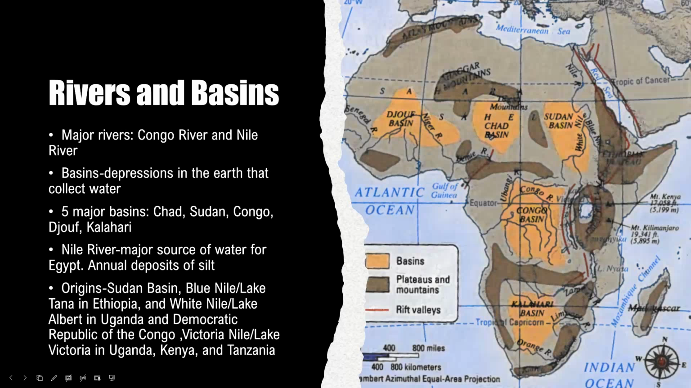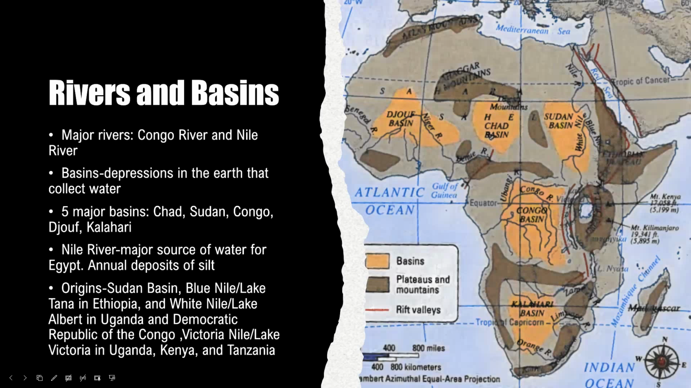So to begin, when we take a look at Africa, one thing we need to understand is it's one of the largest continents in the world. It is a place of very diverse physical features. The wildlife and the vegetation there is also equally diverse. So when we examine these physical features, we begin really with major rivers.